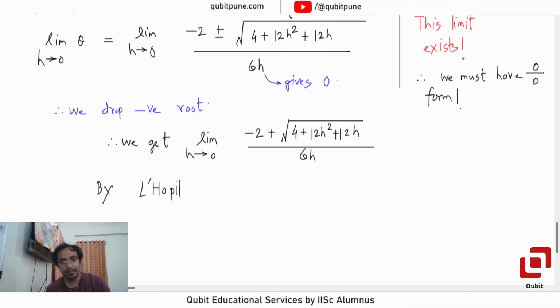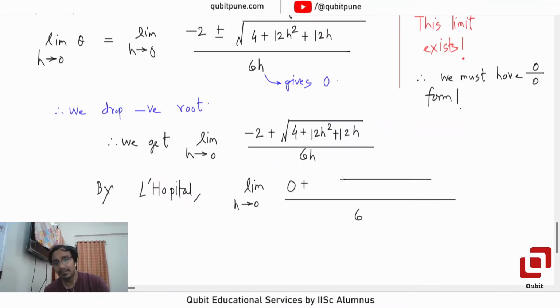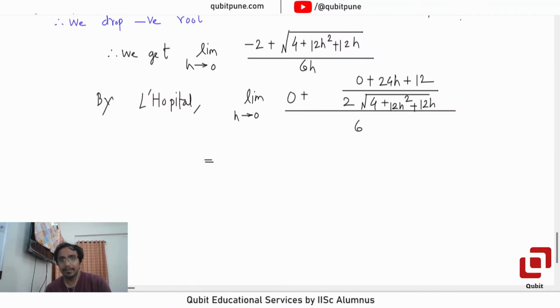By L'Hospital's rule, limit h tends to 0: the derivative of the denominator is 6, negative 2's derivative is 0, and the root's derivative is 1 upon 2 root, and in the numerator we'll have 0 plus 24h plus 12. Now this is not giving us 0 by 0. 24h will give 0, so we get 12, over 2 root of 4 plus 0, so into 2, and the whole thing divided by 6.